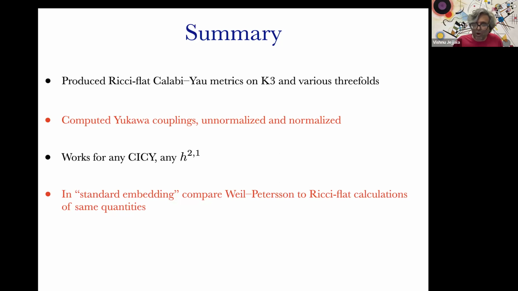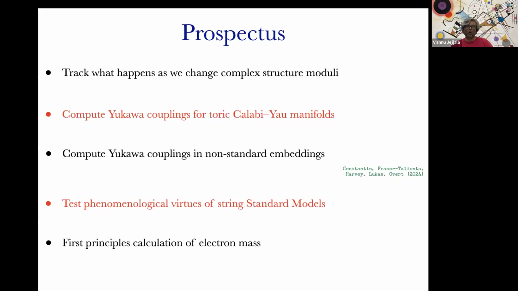Our method works for any SISI and for any H21 in particular. And in the standard embedding, we compare the Wald-Pearson to the Ricci-flat calculations to get similar results for these things. So we'd like to track what happens as we change the complex structure moduli to again explore whether these hierarchies are natural. We'd like to compute Yukawa couplings for toric Calabi-Yau manifolds. This is a work in progress we hope to report on in a few months.